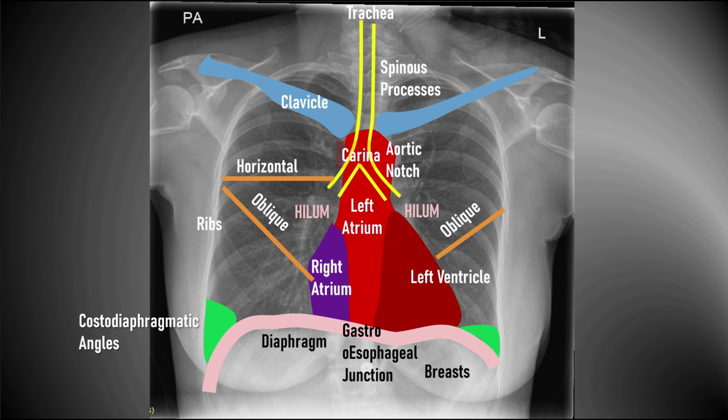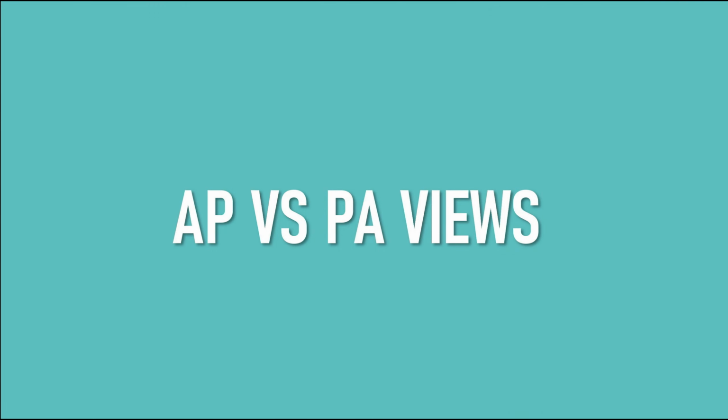So they're the basic things you need to look for when you're looking at a chest x-ray. When we do x-rays in the ICU, they are portable x-rays, and they're taken from the front, anterior-posterior, rather than from the back, and there are significant implications to this.